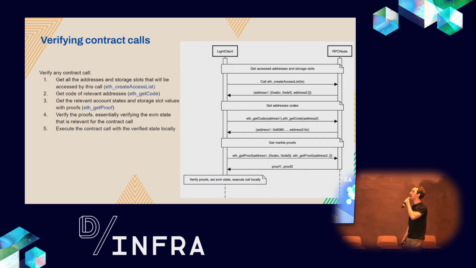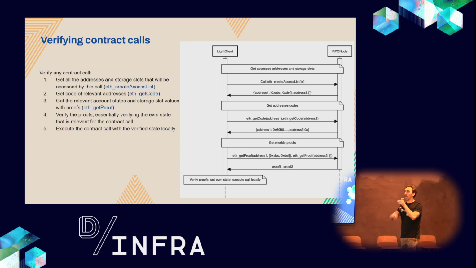So, okay, the flow looks like we first build a local state we trust of the EVM parameters needed to execute the EVM call we want to run, and then we just simulate, kind of run the call locally on this trusted state. So how do we build this trusted state?